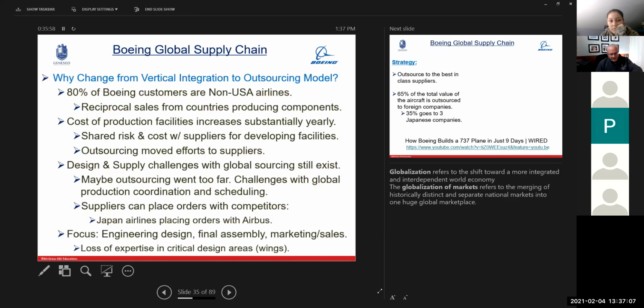So the last point there is the flip side of that. When they were vertically integrated, they did have all this expertise internally. They couldn't meet the volume, they couldn't do some other things, but the expertise was there. When you do outsource, over time, you might lose some of that expertise and become more dependent on suppliers.